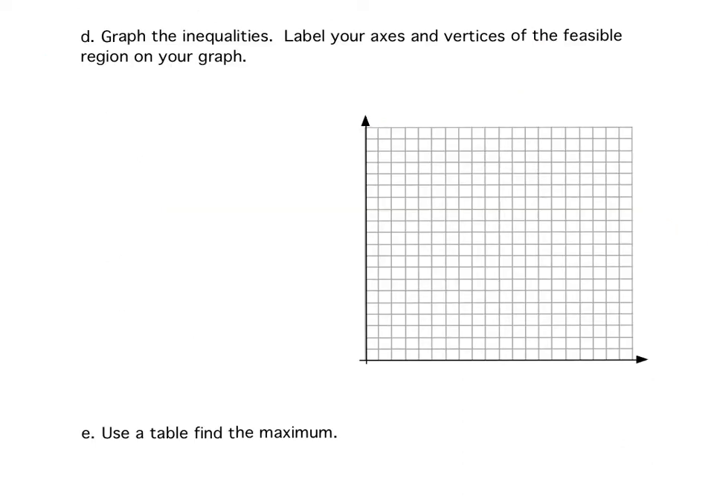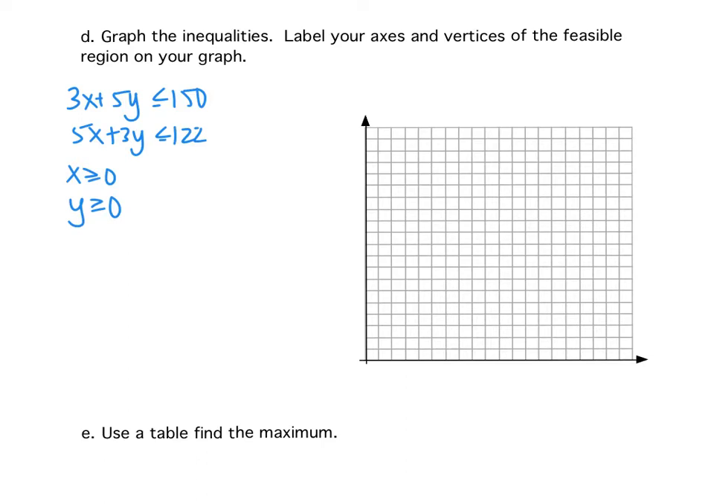Okay, so part D, graph the inequalities. Label your axes and vertices, regions of the feasible region. So we need to remember those inequalities we had. We had 3x plus 5y is less than or equal to 150. And then we had 5x plus 3y is less than or equal to 122. We had x is greater than or equal to 0 and y is greater than or equal to 0. Okay, so these are the ones that we are going to graph, similarly to how we graphed in the first video. There's a few more tricky steps though.